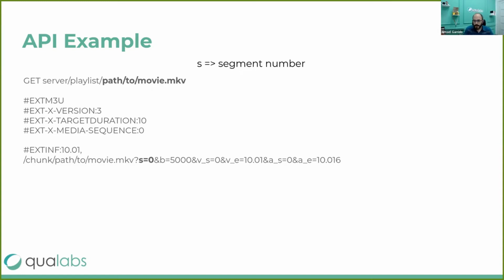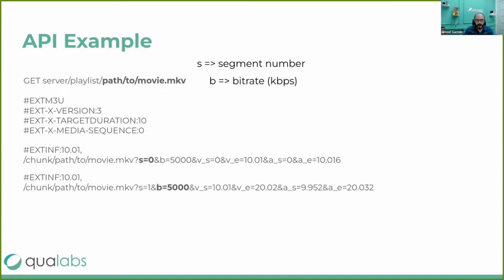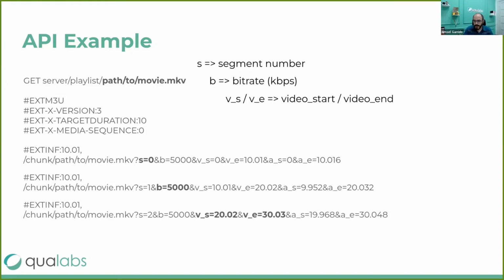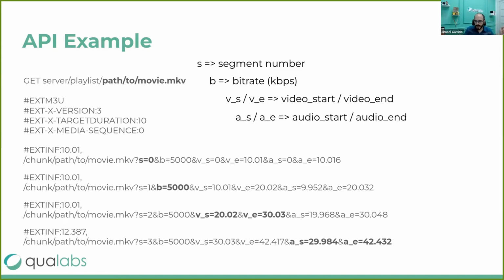So we'll have, for instance, a segment number. We'll have the decimal bit rate in kbps. We'll have the start and end of the video timestamps we need for the transcode, and the start and end of the audio chunks. So all the information we need to be able to transcode this specific chunk is on the URL for the chunk itself.